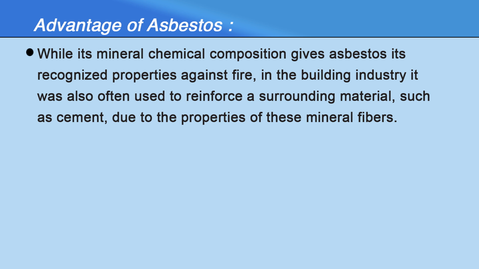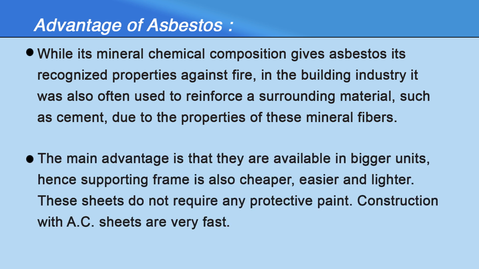What are the advantages of these asbestos sheets? While its mineral chemical composition gives asbestos its recognized property against fire, in the building industry it was also often used as reinforcement in surrounding materials such as cement due to the properties of this mineral fiber. The main advantage is that they are available in bigger units. Hence, the supporting frame is also cheaper, easier and lighter. These sheets do not require any protective paints. Construction with AC sheets is very fast.